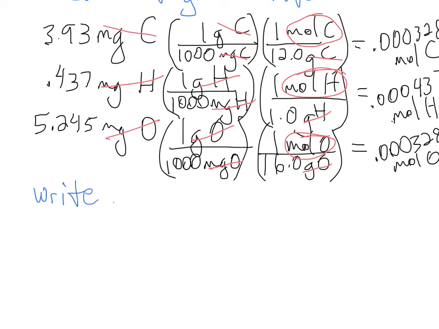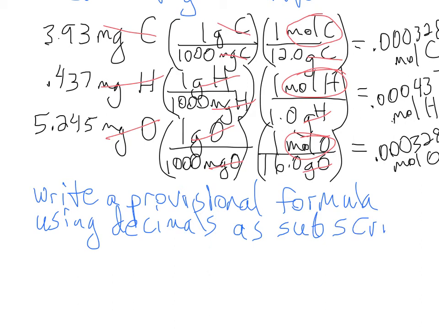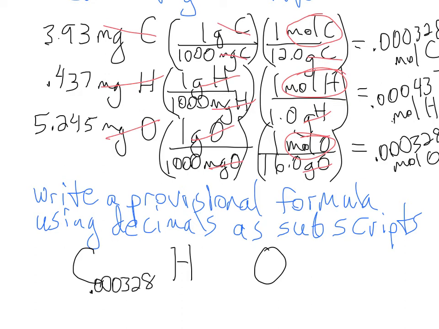Next, we'll write a provisional formula with decimals as subscripts. That technically is not proper, but that's okay. It will get us to the empirical formula eventually. So provisionally, I'd say, okay, we've got some carbon, we've got some hydrogen, and we've got some oxygen in the unknown, and we're going to use the numbers of moles that we had calculated as the subscripts initially.